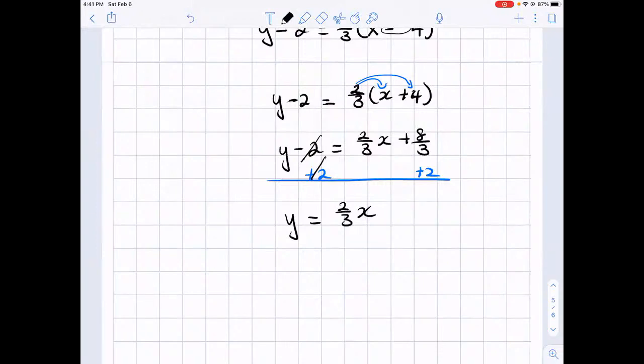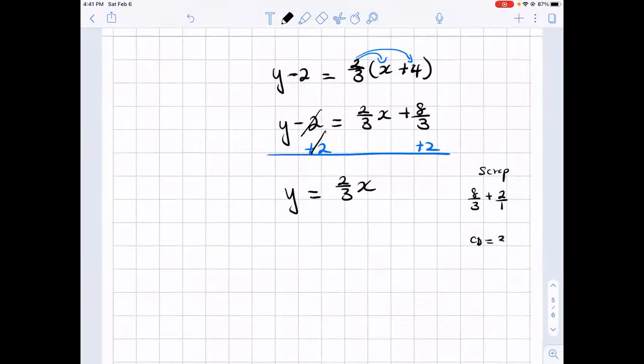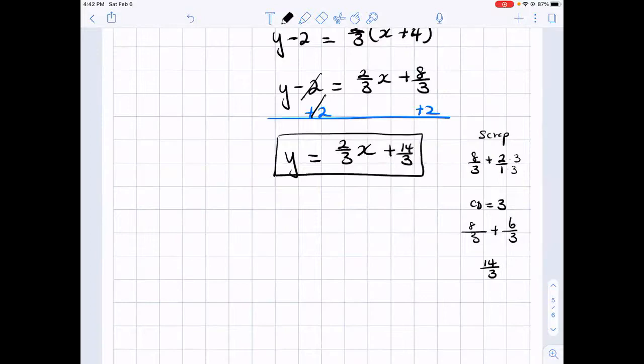And on the side as scrap work, what is 8/3 plus 2, which is like 2/1. So the common denominator is 3. So we have 8/3 plus something over 3. If we multiply the bottom by 3, we must multiply the top by 3, and that's 6. And 8 plus 6 becomes 14/3. Okay? So this is 14/3. And here is the equation of our line.